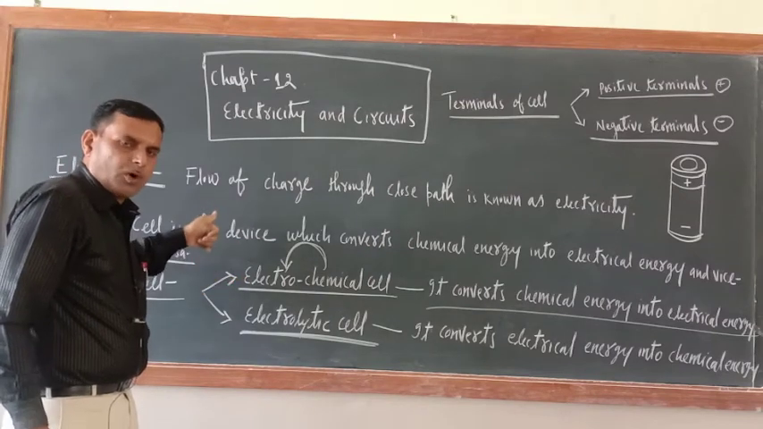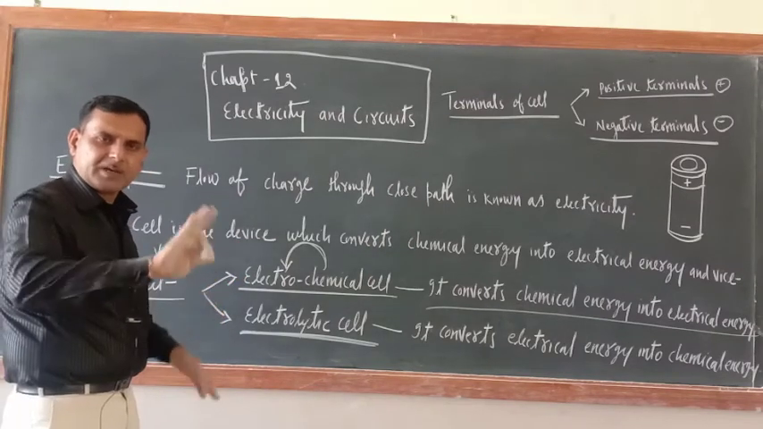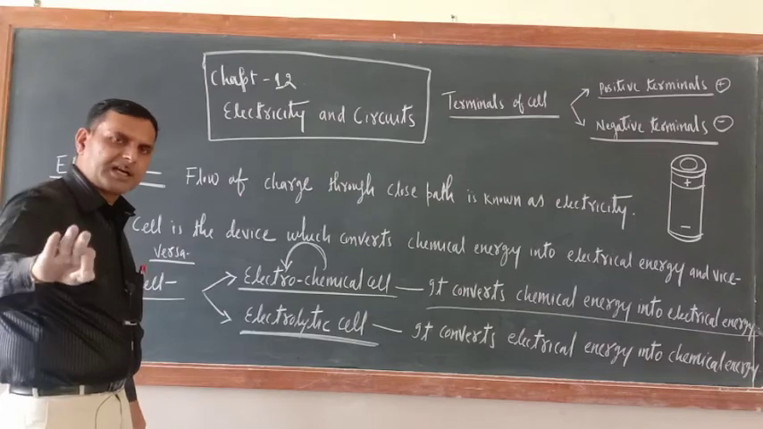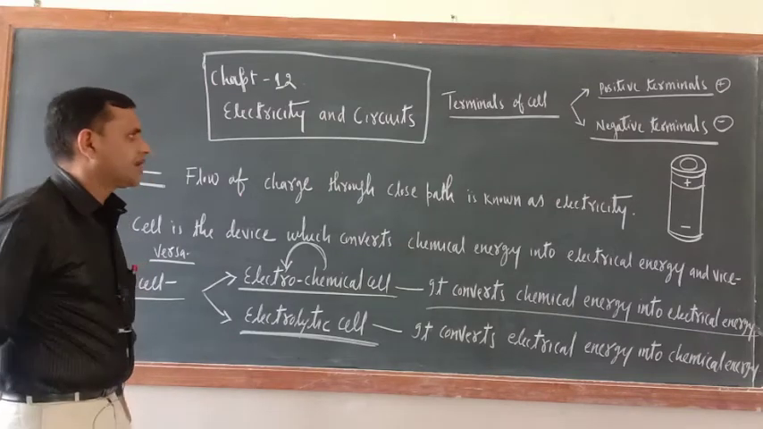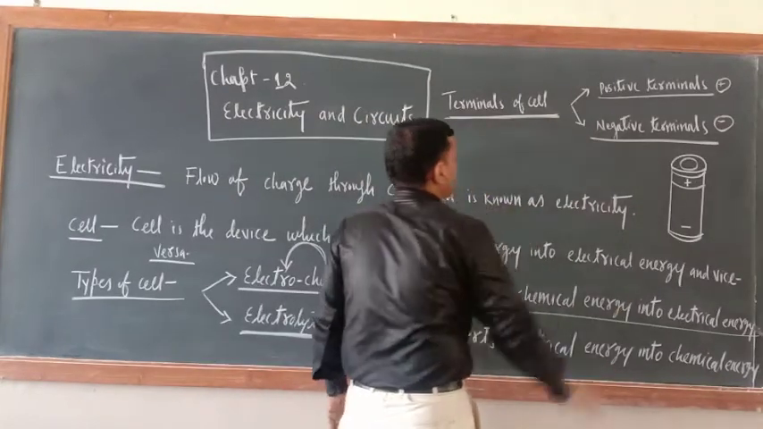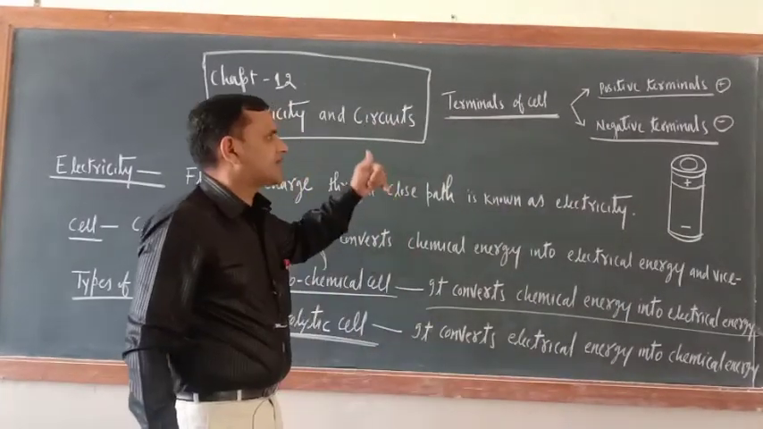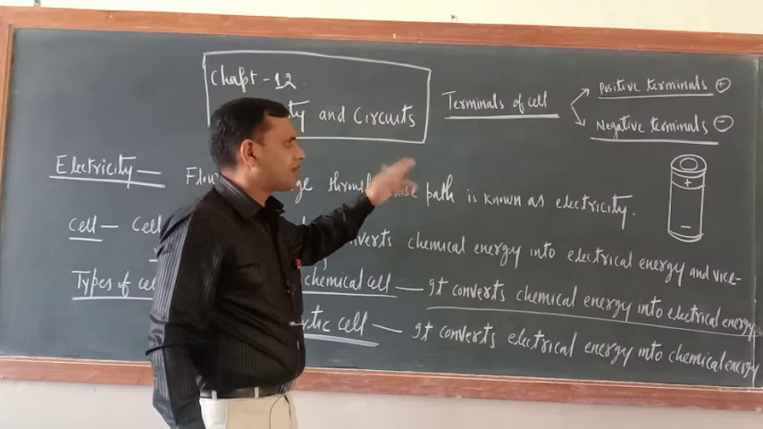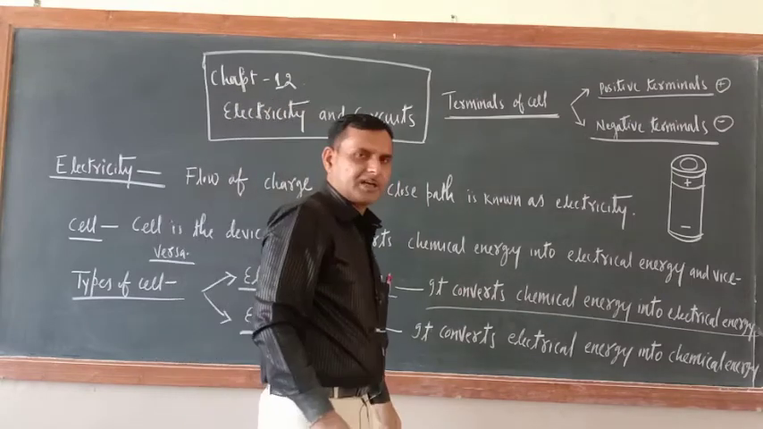So as a whole, what is the cell? It converts chemical energy into electrical energy and electrical energy into chemical energy. Now, terminals of the cell. There are two terminals of the cell. The first one is the positive terminal, the second one is the negative terminal.